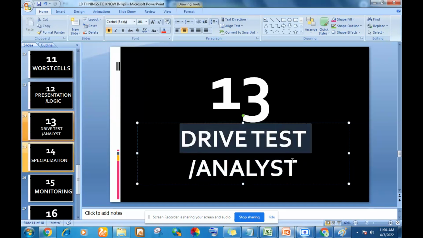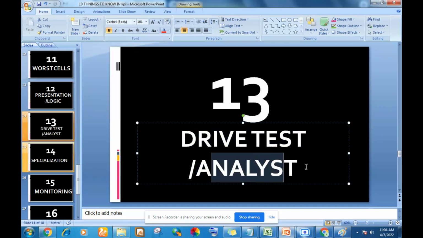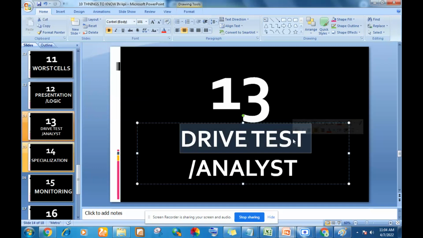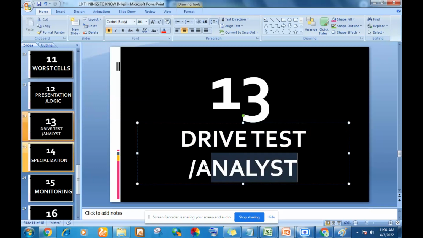In my own case, I started from drive tests. I came to be an analyst, and before I became a KPI optimization engineer, I was even leading teams and managing projects under optimization. So it's a very good, interesting thing to have all these skills when you come to KPI optimization. You find out your work becoming so much easier and you'll be able to do it properly.